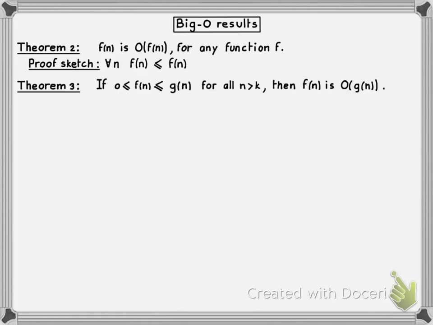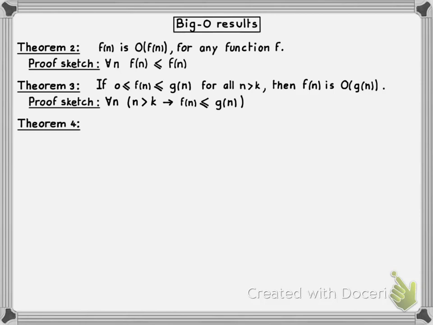Now, the third theorem states that if f of n for all values of n greater than k is sandwiched between the value 0 and the value of g of n, which is another function, then it follows that f of n is big O of g of n. Again, the proof sketch is very short. This is essentially the definition of the big O relationship. If by assumption, when n is greater than k, f of n is less than or equal to g of n, and if all these values are positive, then the big O relationship stated here follows automatically.